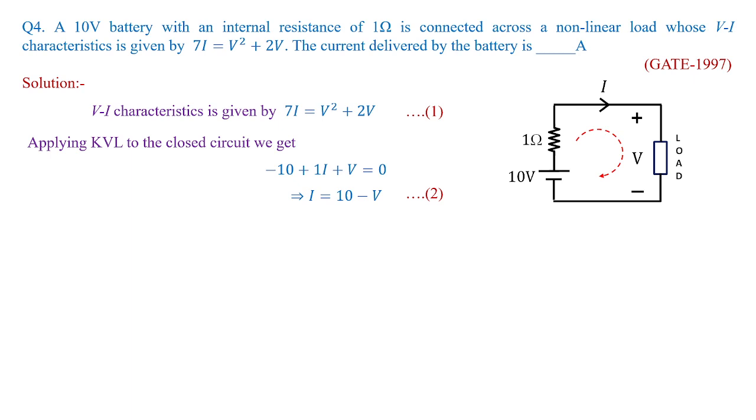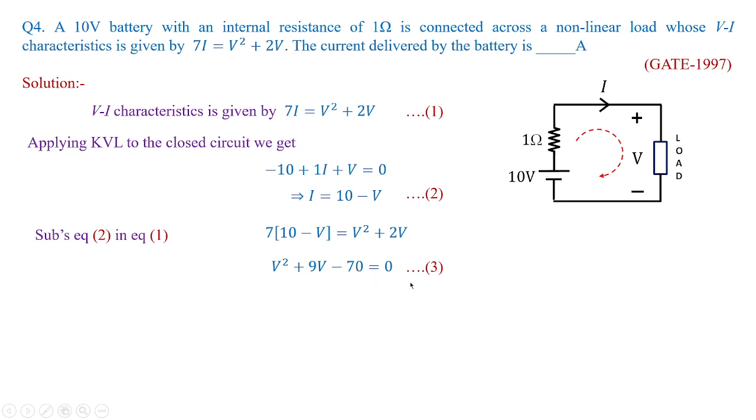Once we are done with these two equations, I'll substitute equation 2 in equation 1. So I'm going to substitute this equation I equal to 10 minus V in equation 1. So it becomes 7 into (10 minus V) equal to V square plus 2V. Thereby, I'm going to get a quadratic equation as V square plus 9V minus 70 equal to 0.